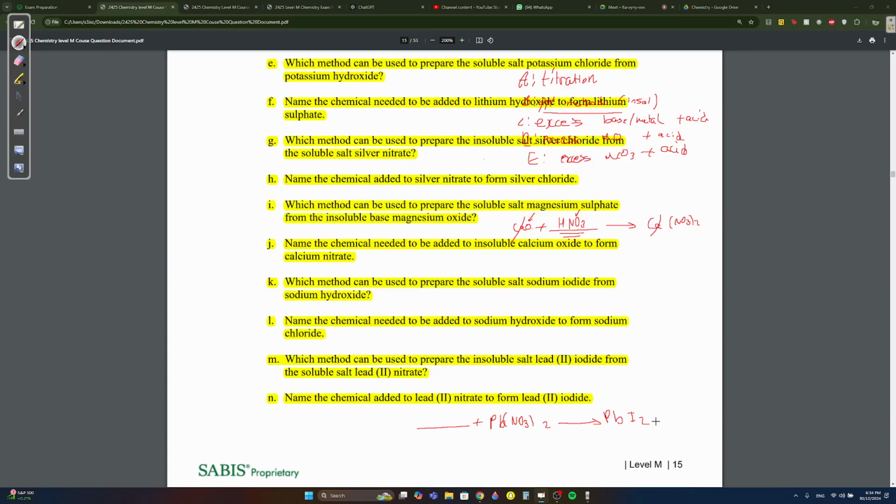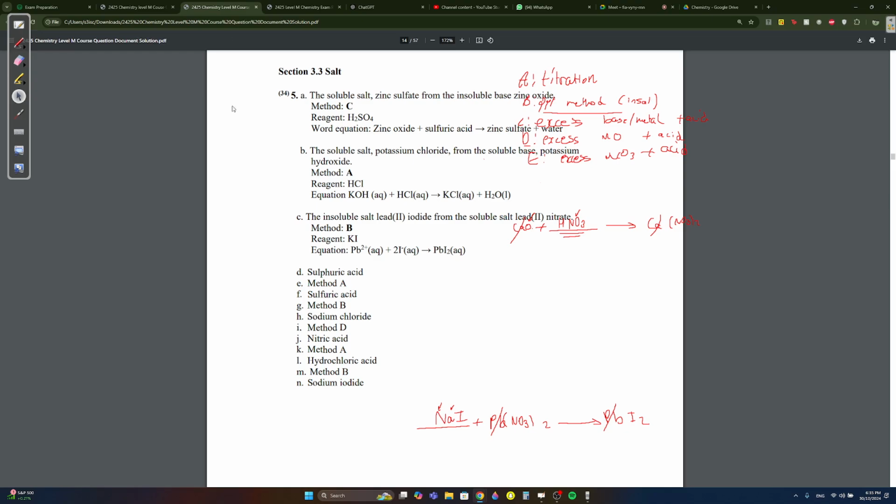Pb cancels with Pb. We need I in it, right? And we need to add something here. Again, we're using method B, the precipitation method, which involves the mixing of what? They have to be both soluble salts. So how do I ensure it's soluble? I just add anything from the big five. So Na. So sodium iodide, NaI.